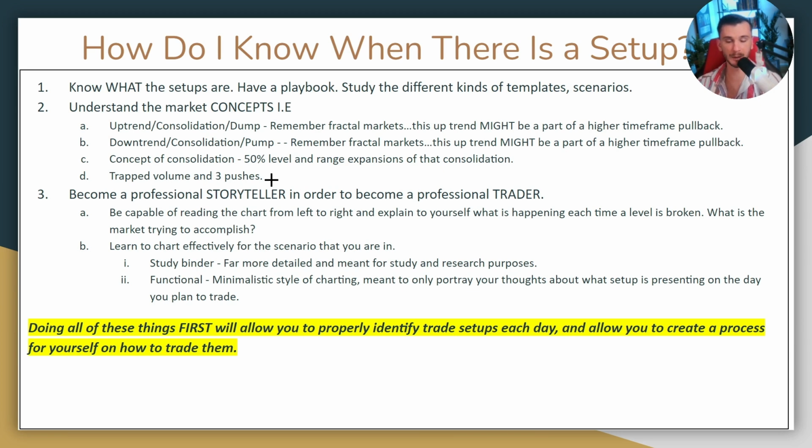Stacey Burke talks about 3 pushes all the time. I think that even ICT uses 3 pushes and things like that. So 3 pushes has been around forever, and once you are capable of identifying it, it can greatly improve your price action knowledge and trading.